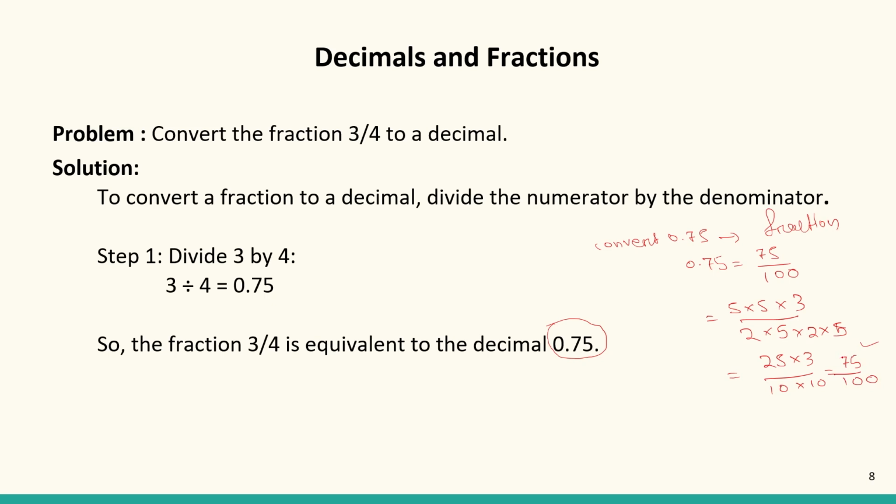So what we have is 75 by 100. We can also cancel it here and get 3 by 4. So 3 by 4 is the fraction form of 0.75. And this is nothing but 0.75.